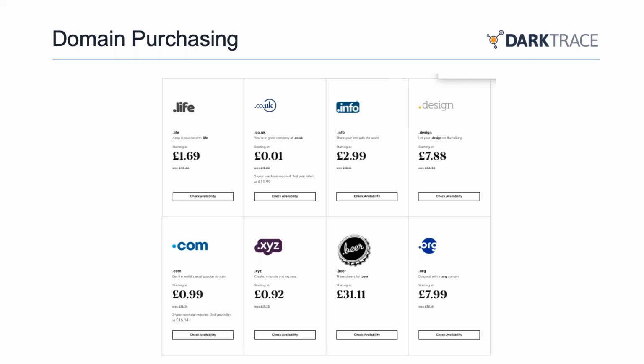Darktrace.com, of course, is taken, as are many others. But what about .life, .co.uk, .info, .design? How about domain names that are similar to your names and the organizations that you represent? This is essentially how attackers think about setting up the infrastructure for a highly targeted attack. When an attacker does this en masse and it's unsophisticated, they are using automation tools to purchase domains in bulk.